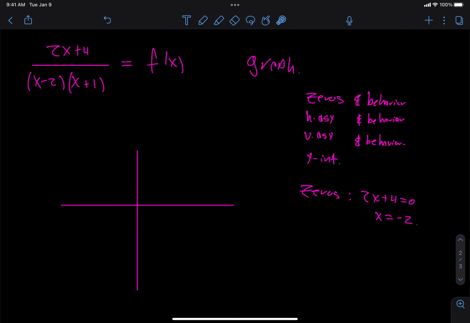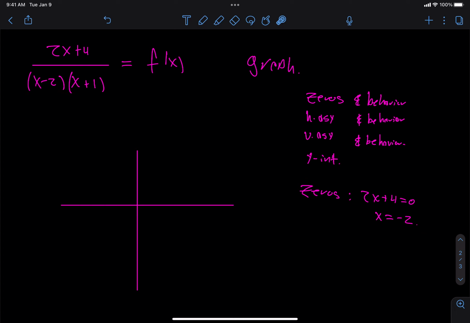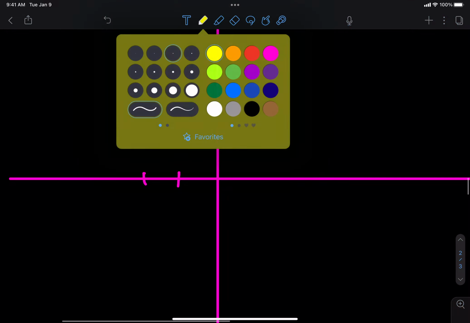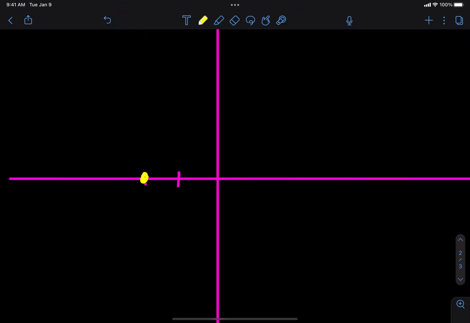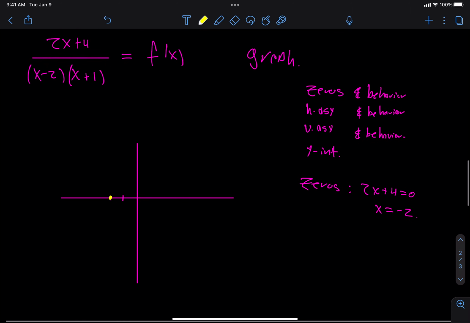And one thing that I do have to check here is whether that 0 is also a 0 of the denominator. But it's not, right? It's x equals 2 that is a 0 of the denominator. So we're not going to have a hole type of situation. So we have a 0 here at x equals negative 2. So here's 1 and 2. And here is where I'm going to put a 0, which means that the graph touches the x-axis. Okay, so that's the 0.